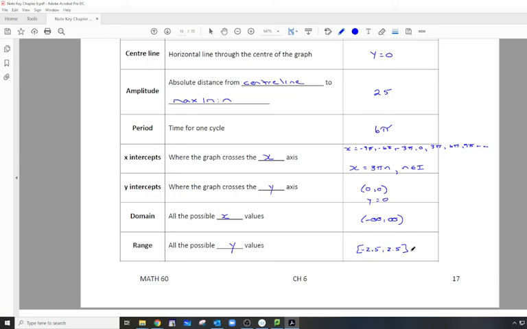All right, so those are all the basic features of a sinusoidal function. Now we're going to explore this with the 6 different sinusoidal functions.